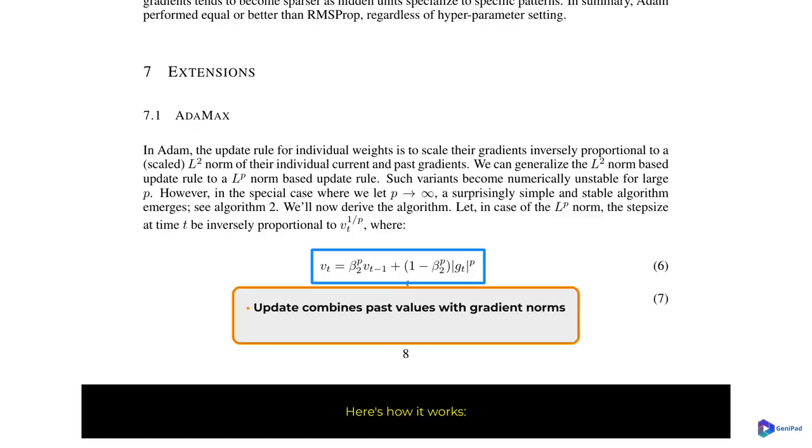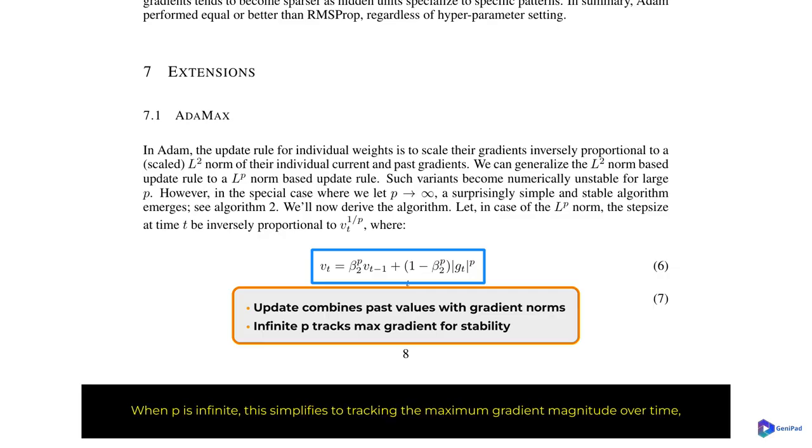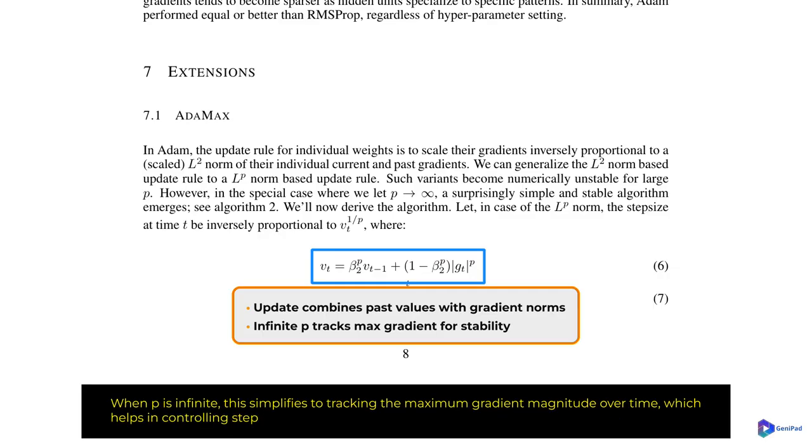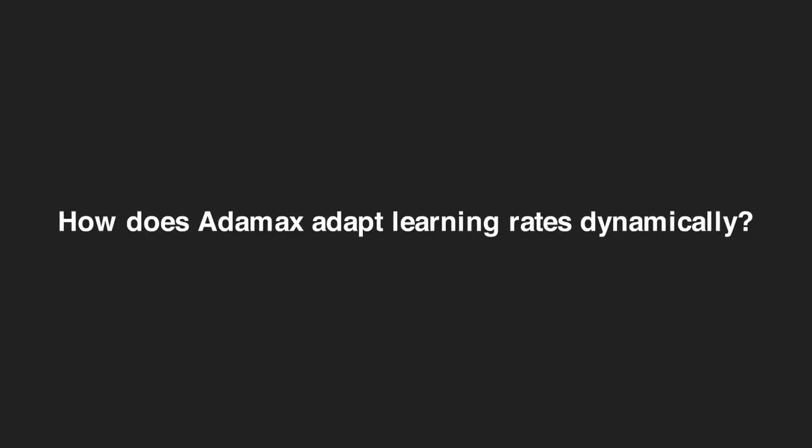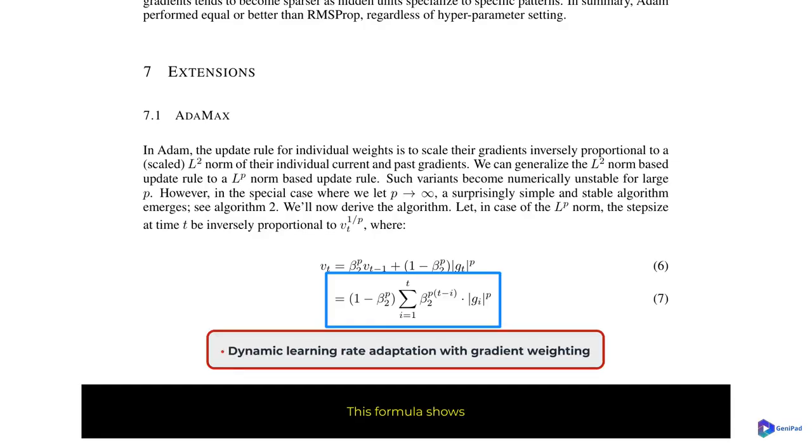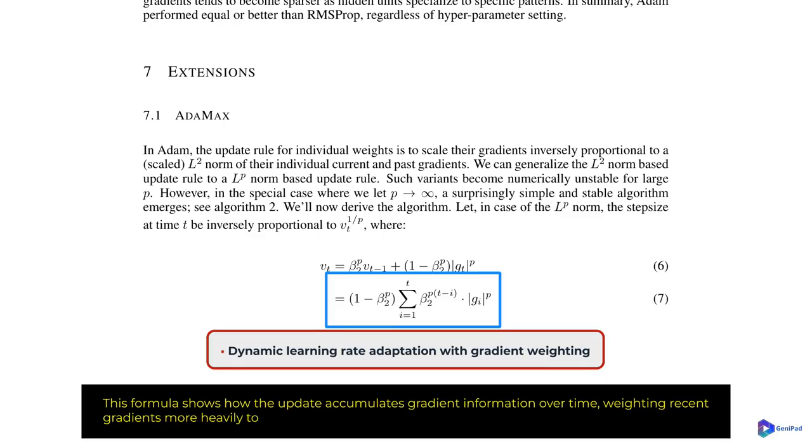Here's how it works. The update uses a term that combines the previous value with the current gradient's P norm. When P is infinite, this simplifies to tracking the maximum gradient magnitude over time, which helps in controlling step sizes without the instability that can come with high P values. This formula shows how the update accumulates gradient information over time, weighting recent gradients more heavily to adapt the learning rate dynamically.